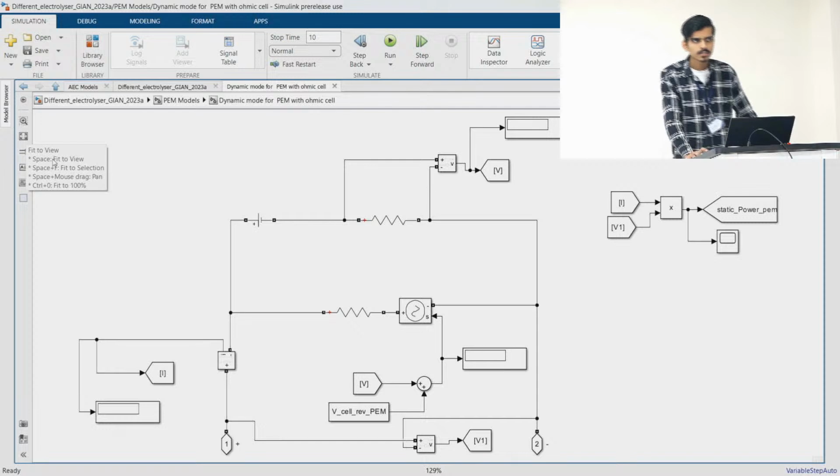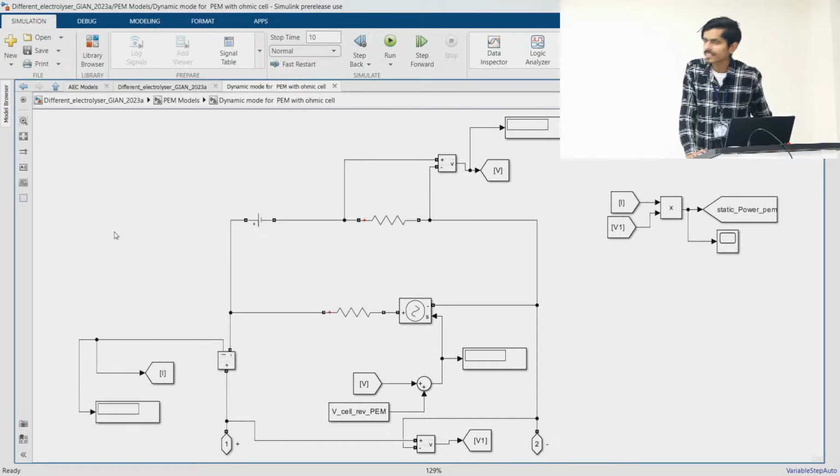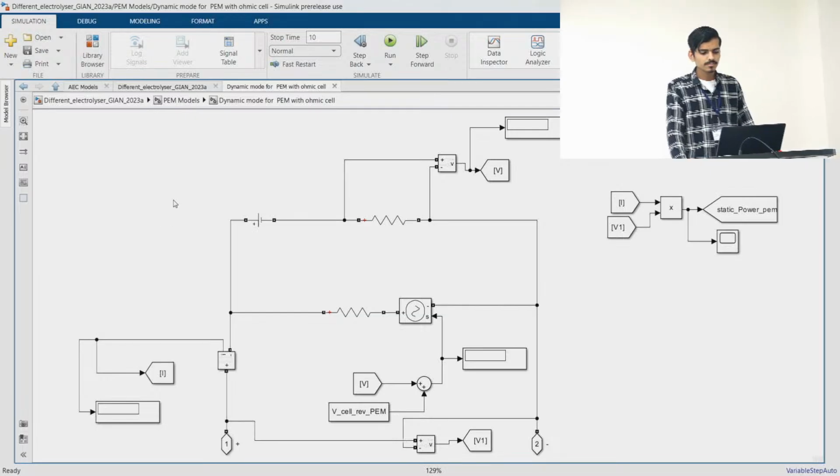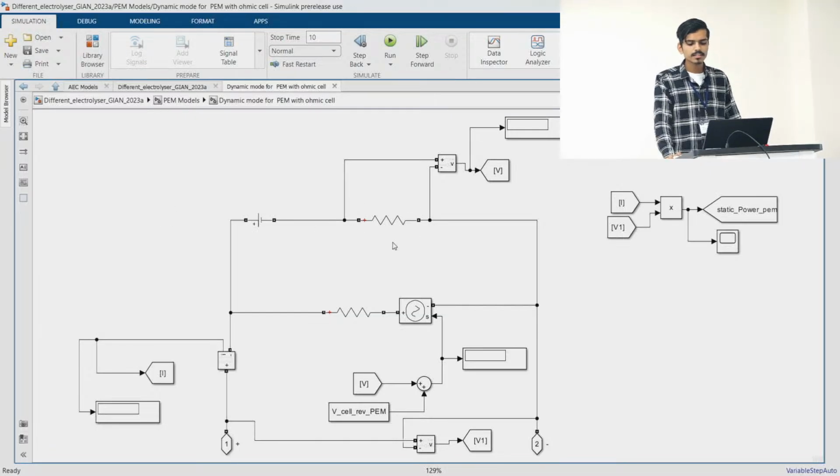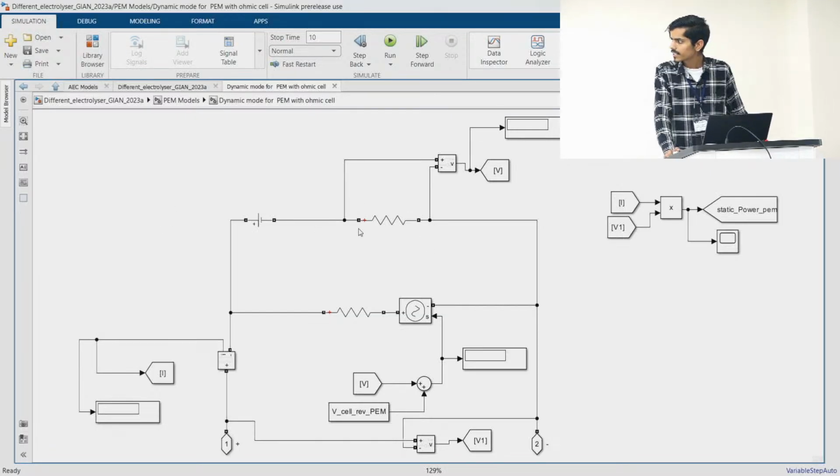Yes. So this is the first electrical model for our proton exchange membrane electrolyzer. This is the static one. Why do we call it static? Because in this model we are only considering the ohmic losses. But as we all know, in an electrolyzer there are different types of losses. In this case we are only accounting for the ohmic losses.